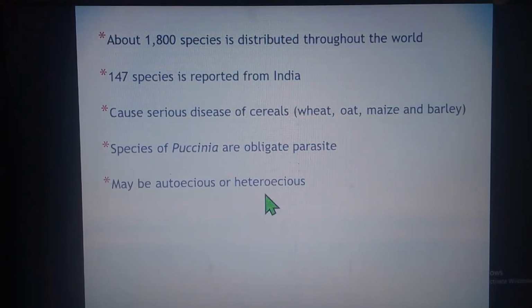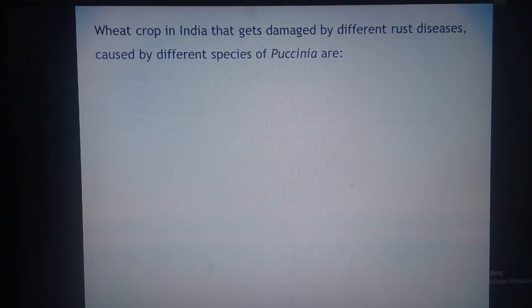Autoecious means they need only a single host to complete their life cycle, whereas heteroecious means they need two different types of hosts to complete their life cycle. So many species of Puccinia may be autoecious or they may be heteroecious.